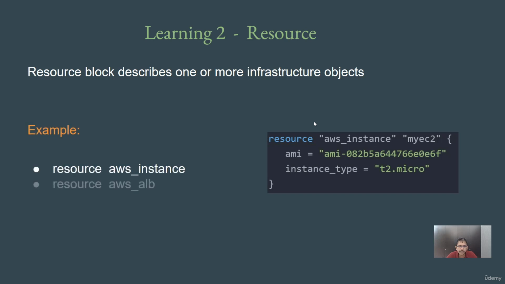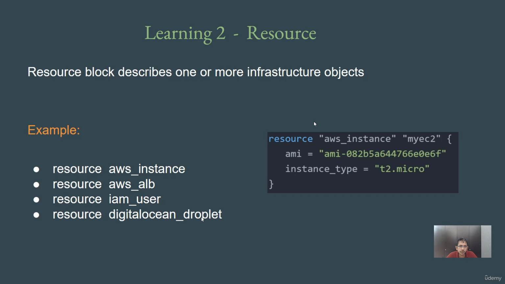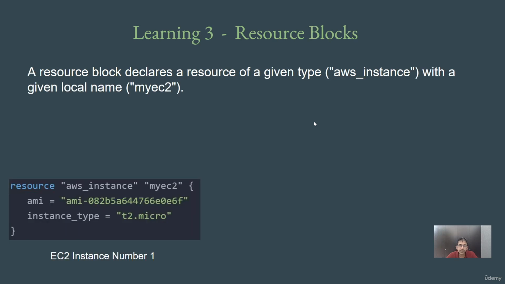aws_instance is one, then aws_alb, which is for the load balancer, is second. Then you have aws_iam_user, which is used to create a new AWS user. Then you can have a different resource of digitalocean_droplet for DigitalOcean environments and so on. So whenever you want to create a new resource in any provider, you will have to specify this resource block, and this part, aws_instance or aws_alb, is defined in the documentation, so you can directly use that. Now when we discuss resource blocks in more detail, there are two important areas here.